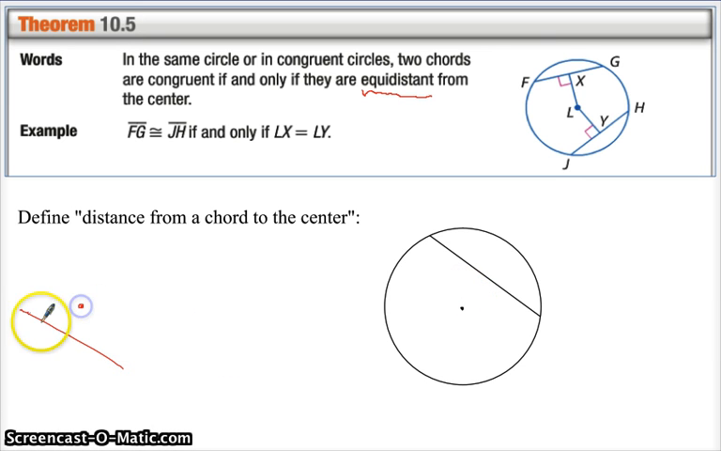How do you find the distance between a line and a point? It's defined as the perpendicular distance from that line to that point. So when we talk about the distance from the... because there'll be word problems that just say, this chord is 3 inches from the center.